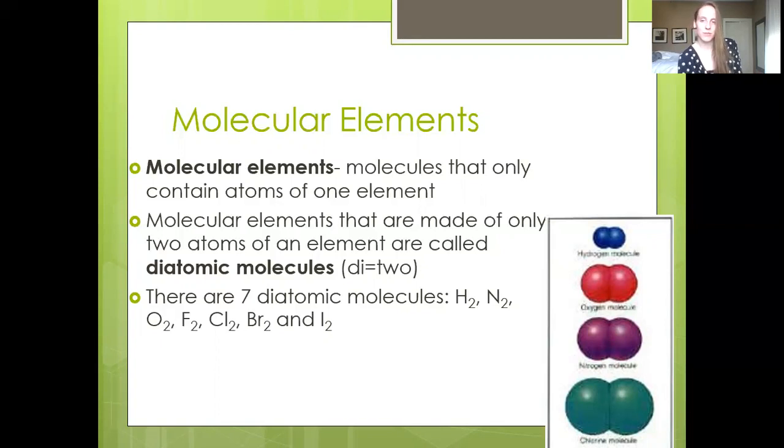It's also important to note that these diatomic molecules never show up just by themselves as a lone element. So if I say we have some nitrogen gas, that isn't just a single N. Nitrogen gas is always N2. Same with chlorine gas or oxygen gas or bromine or iodine. They always show up in that diatomic form unless they're bonded to another element.